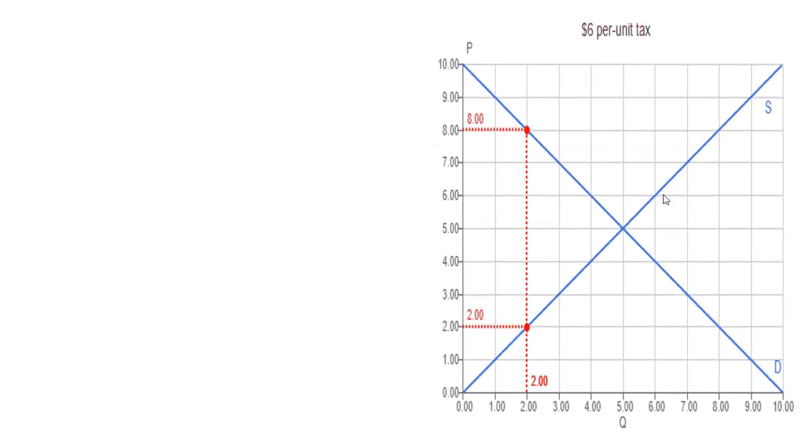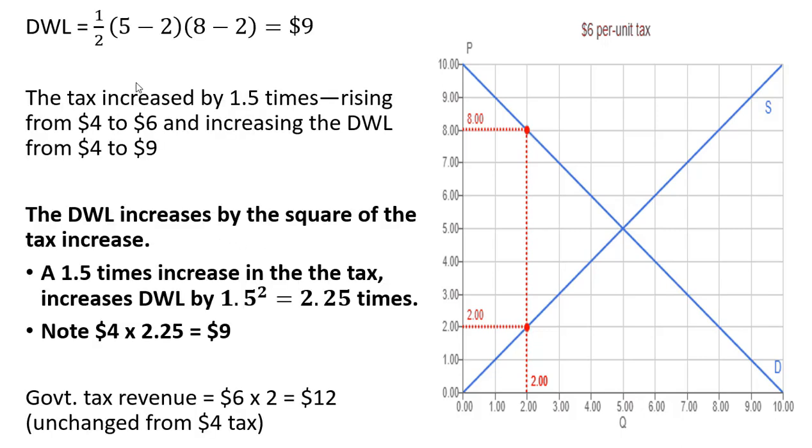Here is now the $6 per unit tax. The quantity being bought and sold in this case is just 2. Consumers pay $8. Sellers receive $2 net of taxes. So the deadweight loss in this example is $9. The tax increased from our last example by 1.5 times, increasing from $4 to $6. That's a 1.5 times increase. And this increased the deadweight loss from $4 in our last example to $9 now.